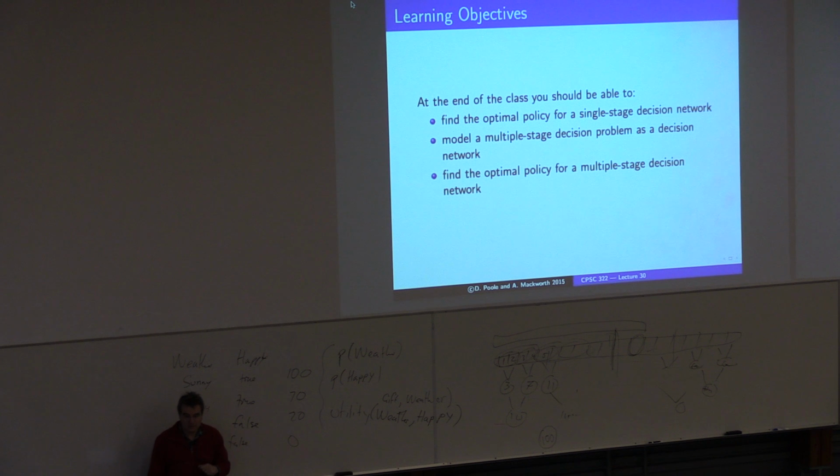All right. So what we're going to do today is we're going to do computation on this. We're going to work out how to find the optimal policy for a single stage decision network, like the two we've seen. Then we're going to look at multiple stage decisions, where we don't just make one decision. We get to make decisions based on observations of the world. We get to act and then observe and then act again, and keep acting and observing. And then we're going to look at how to find optimal policies for those decision networks.